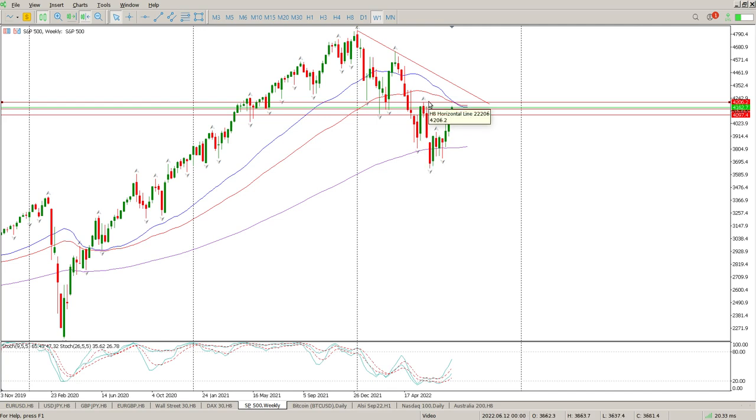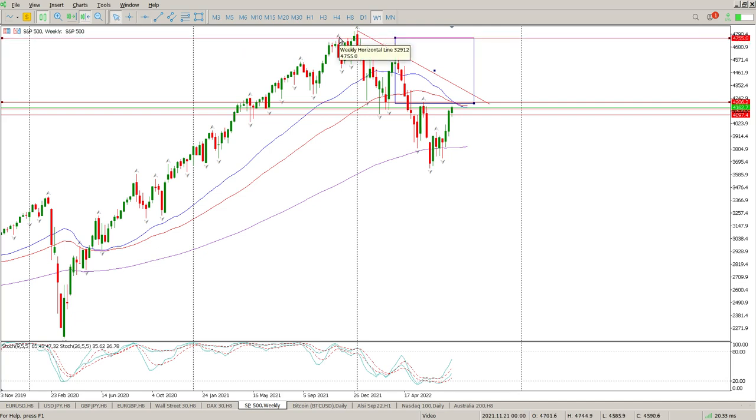So that is your neckline, which is at 4,200, and you can see we've got divergence here, price making lows, oscillators making highs. So this is setting up quite nicely if we get through 4,200 for a big double bottom. And basically what that does for us is our double bottom pushes us up to test the previous highs of last year. So everything to watch for at the moment.